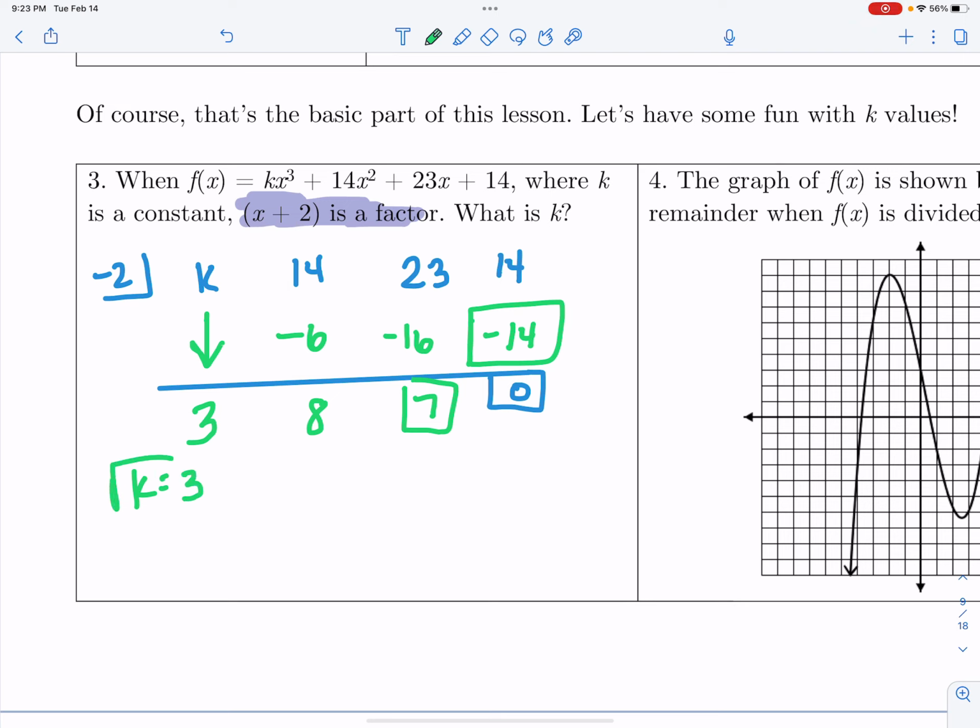And then to get a negative 6 right here, I need a 3, which means that your k value is equal to 3. Remember that your quiz and your test is going to be calculator inactive, meaning this might be the easier route if you're not strong with algebra.